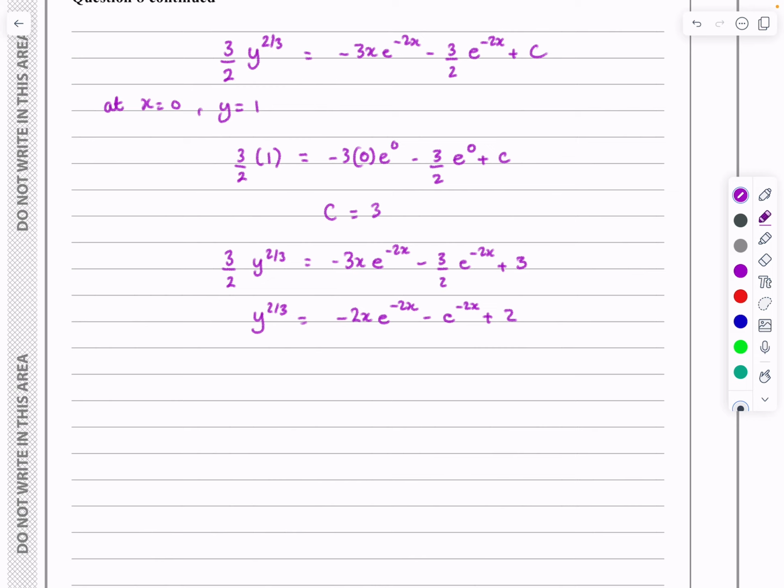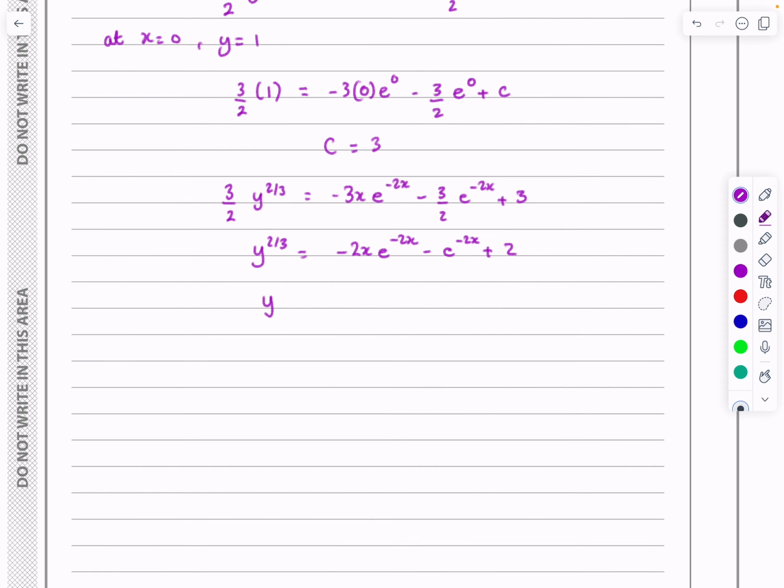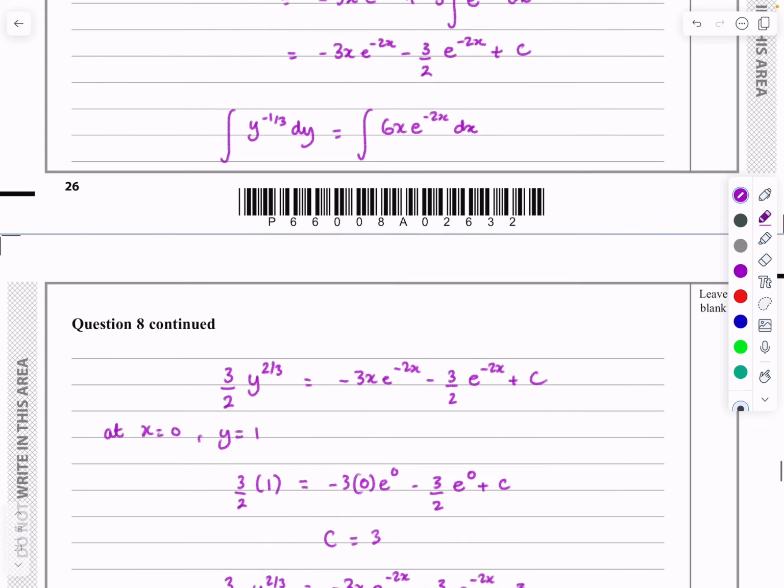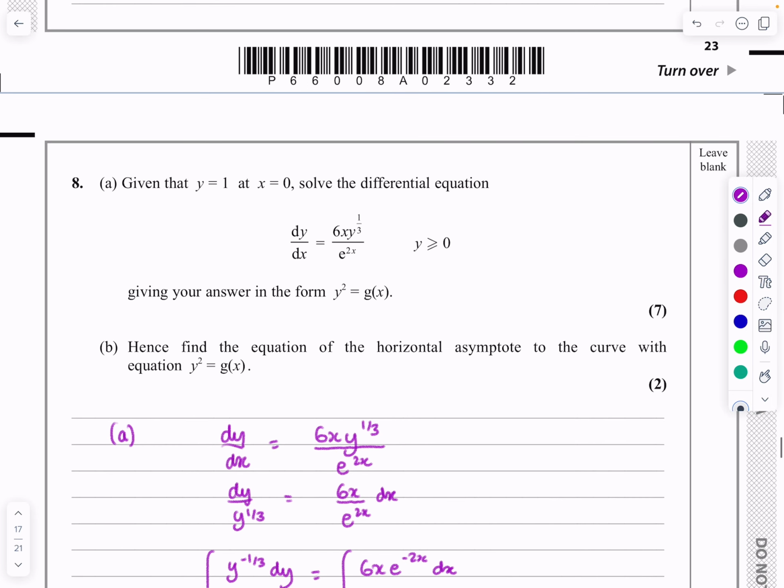So we're nearly there. I wanted y squared, and I've got y to the 2/3, so I've got to cube everything. To get rid of that third, I've got to cube everything, so I'll get minus 2x e to the minus 2x, minus e to the minus 2x plus 2, all cubed. I don't see why they didn't actually say show that, because it would just give me a little bit of confidence that I'd got that answer right, but that's up to the examiners. Okay, on to part B.